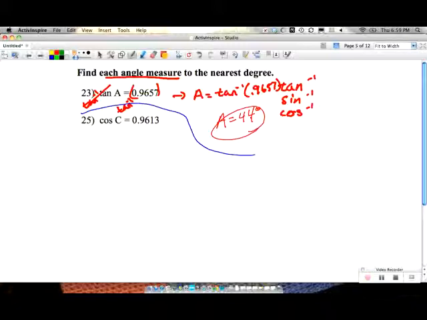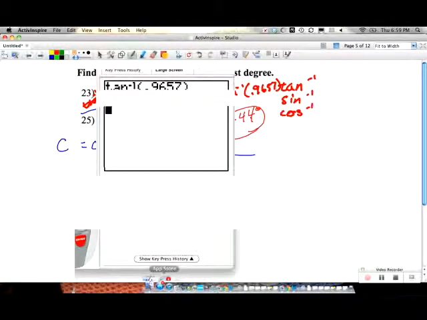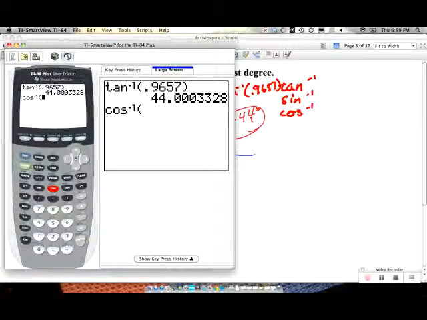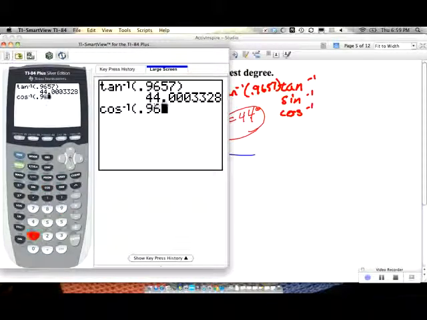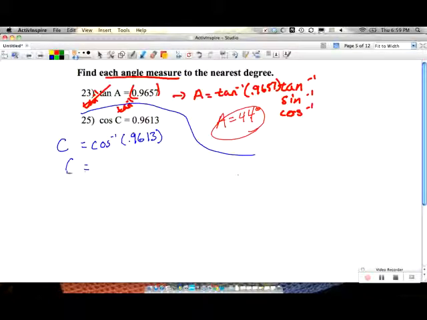It says cosine of C equals 0.9613. So similarly, that means that cosine inverse of 0.9613 is going to equal C. Well, let's type that in and see what we get. That means we have second and then cosine. And this time I'm going to type in, what's the numbers again we have? Let's see, it is 0.9613. Type that in, and we get 16 degrees. So C equals 16 degrees. Those are pretty easy. It's just knowledge of usage.